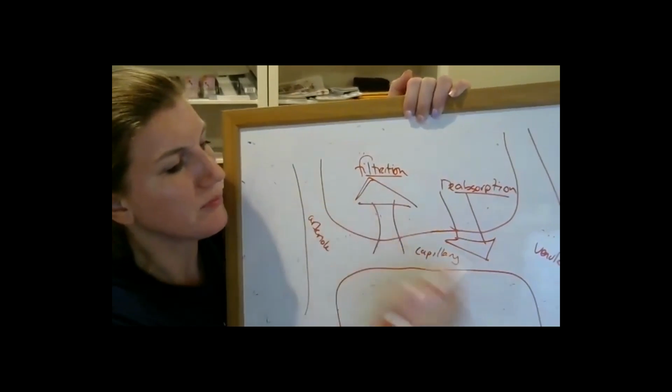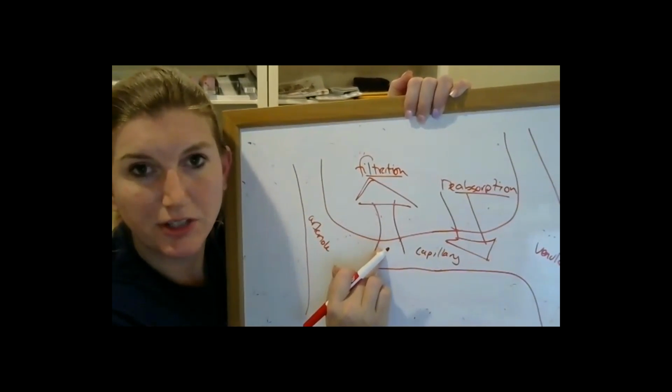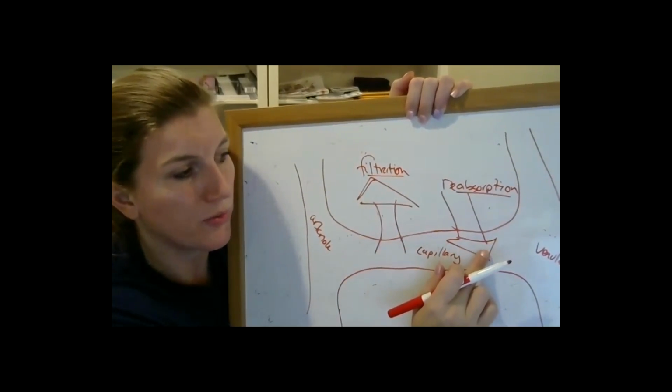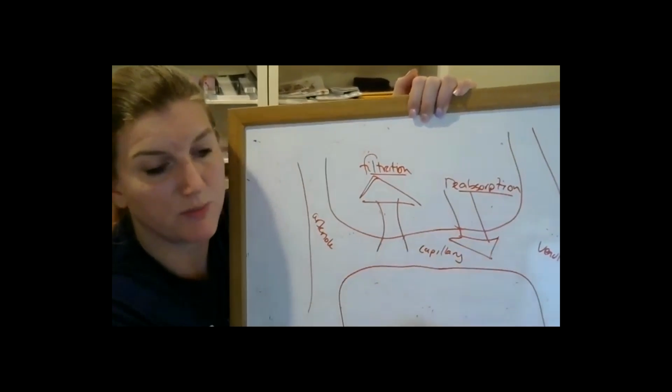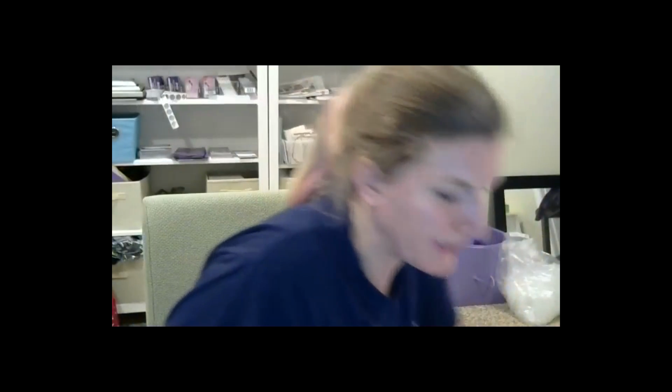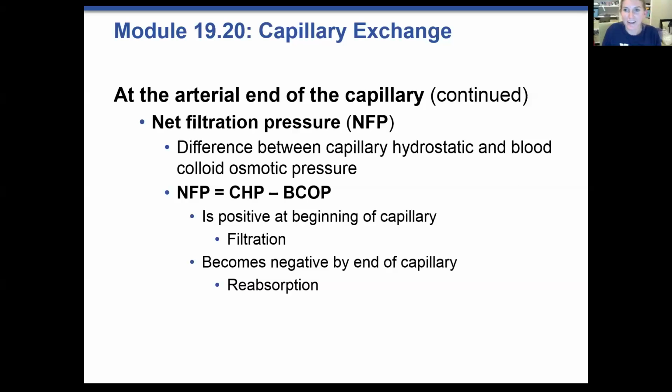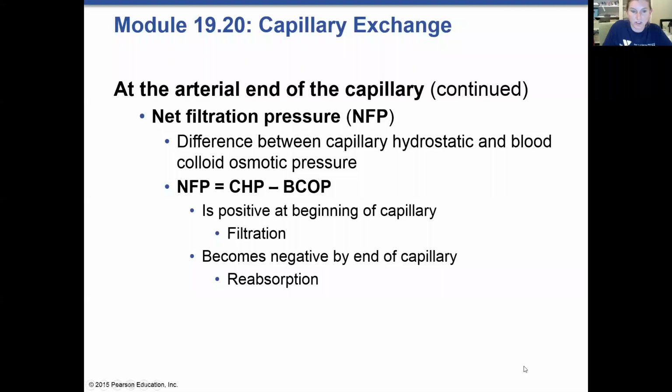So on the arterial end, we have filtration. On the venous side, we have reabsorption. And that's all driven by our net filtration pressure, which is a balance of our capillary hydrostatic pressure and the blood colloid osmotic pressure. All right, lots of vocabulary. You have to master the vocabulary in order to understand this section.